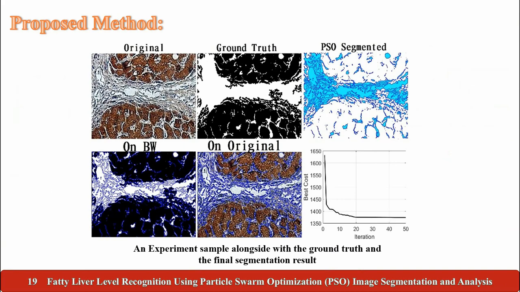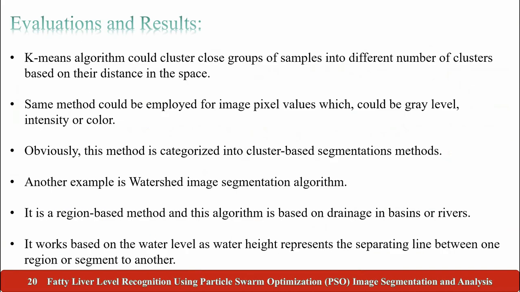the PSO segmentation. In the evaluation section, the K-means algorithm could cluster closed groups of samples into different numbers of clusters based on their distance in the space. The same method could be employed for image pixel values, which could be gray level, intensity, or color. Obviously, this method is categorized into cluster-based segmentation methods.